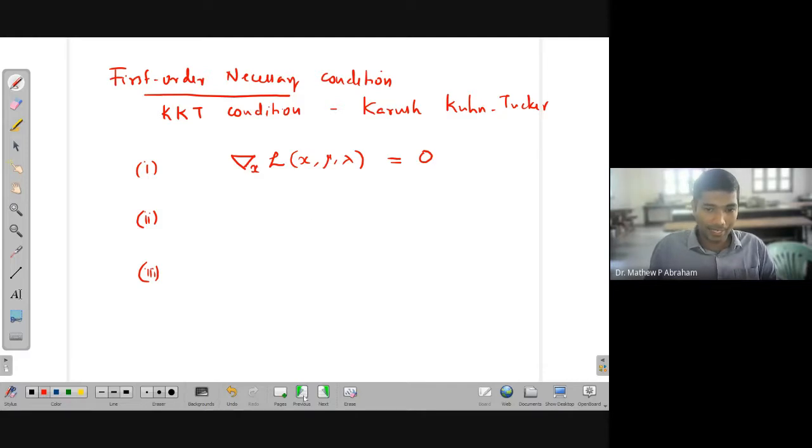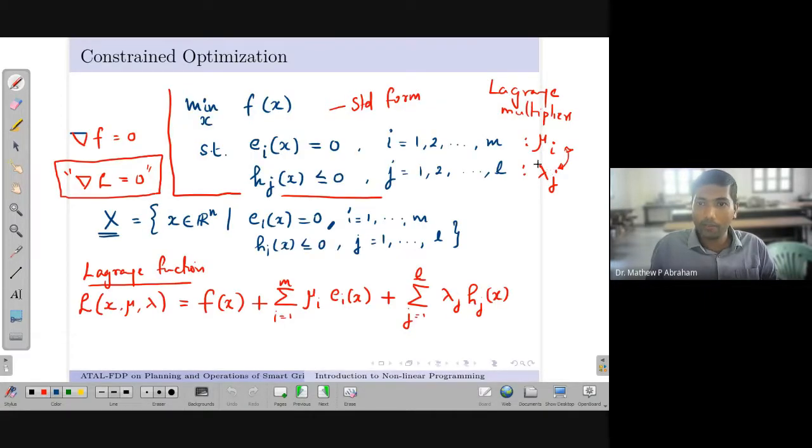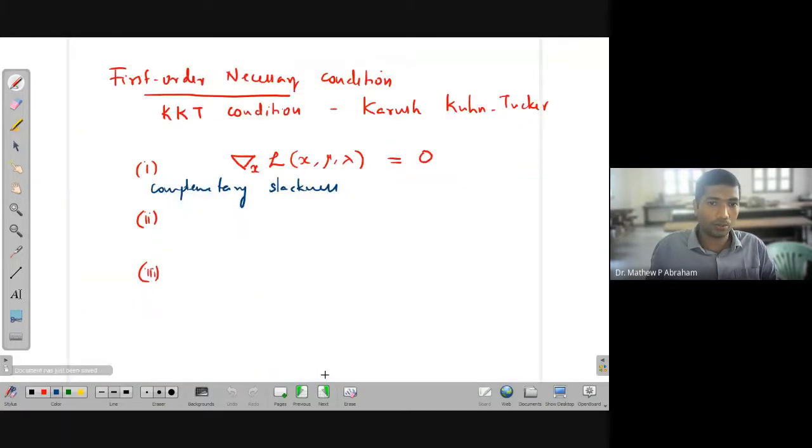The second condition is what is called complementary slackness. The second condition is called the complementary slackness condition. What it says is that the product of the Lagrange multiplier times Hj needs to be equal to 0. So lambda j times Hj of x needs to be equal to 0, and that needs to be true for all j, j equal to 1 to L.